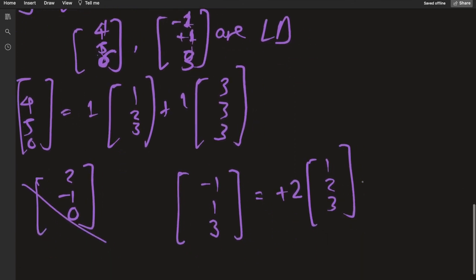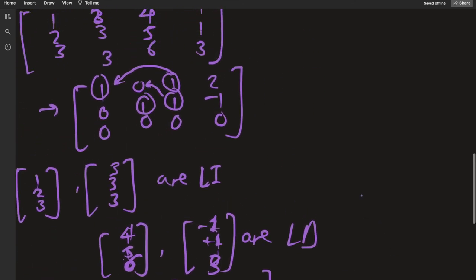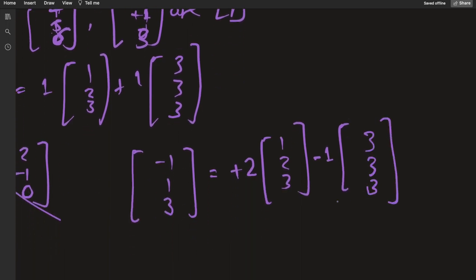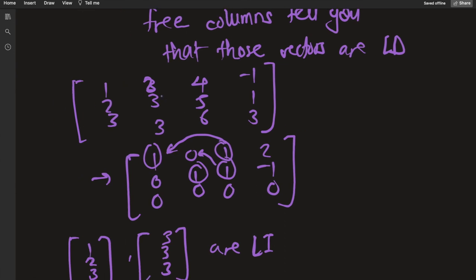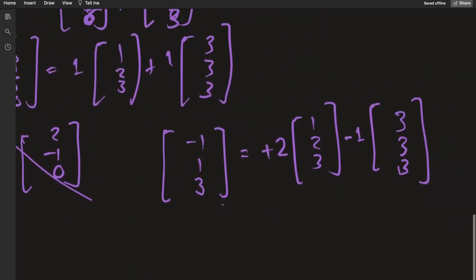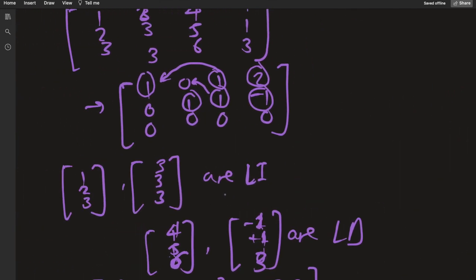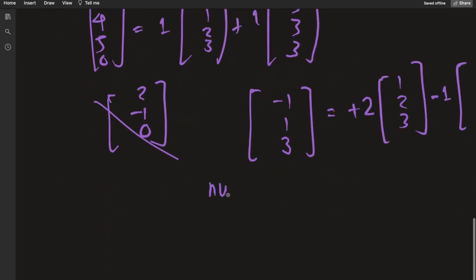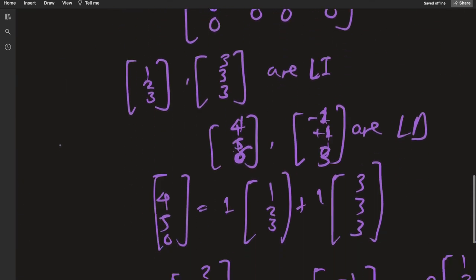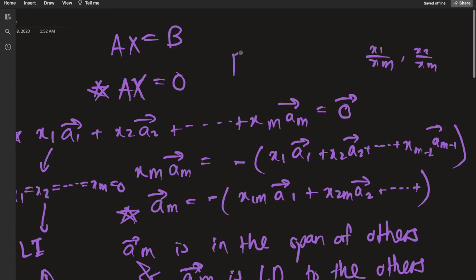Either positive 2 and negative 1 times the second guy, which was 3, 3, 3. It's just these coefficients I'm using over here. And therefore, we can construct a vector that when multiplied with this matrix will give a 0, or a null vector, which is indeed a solution to this AX is equal to 0. You can treat this as being f of x is equal to 0 in a more general way.